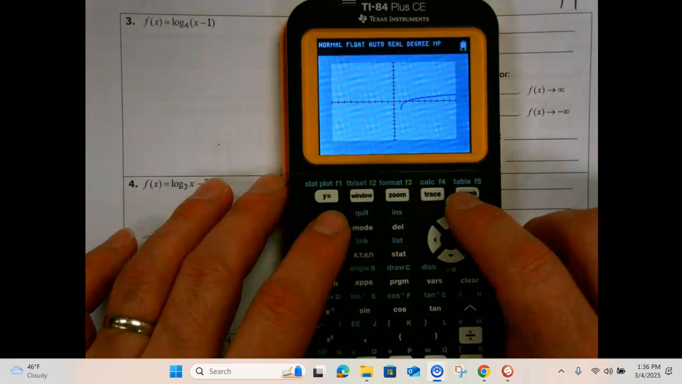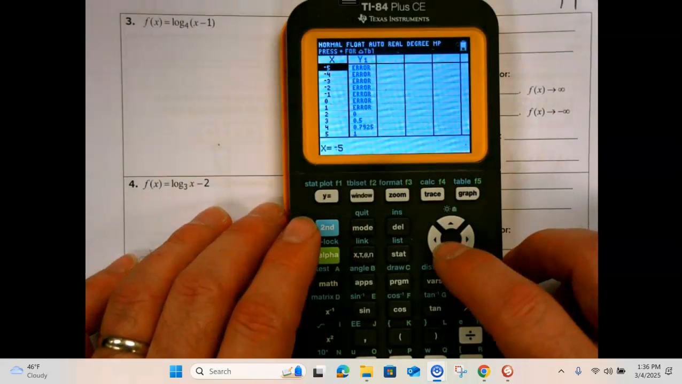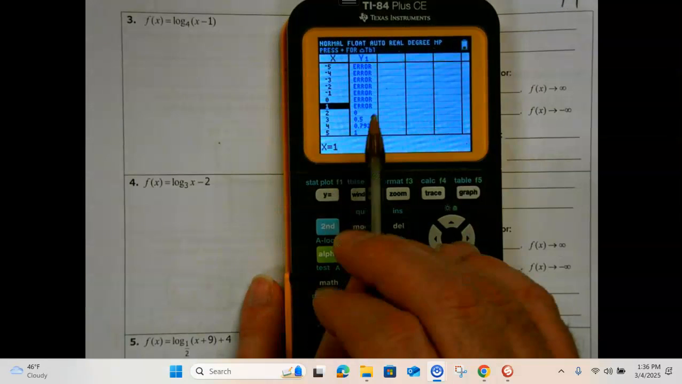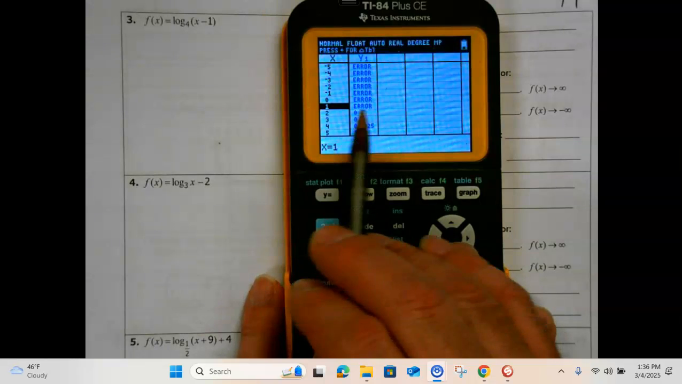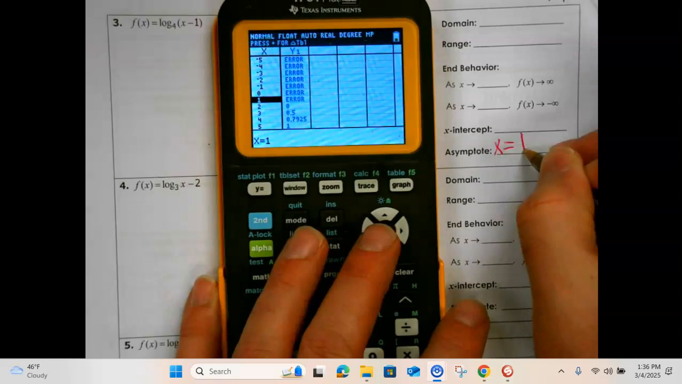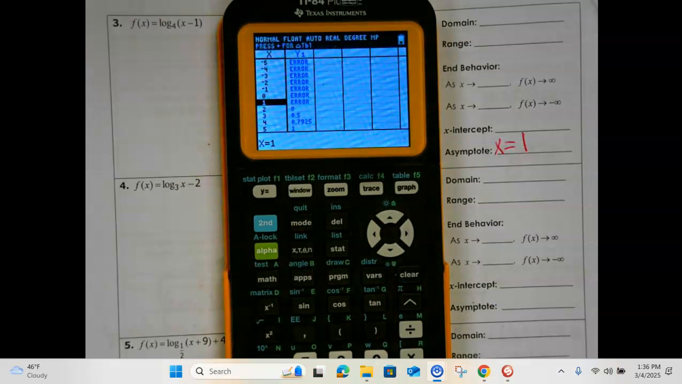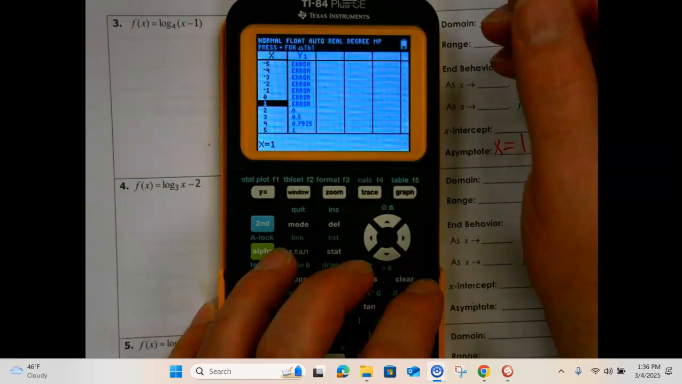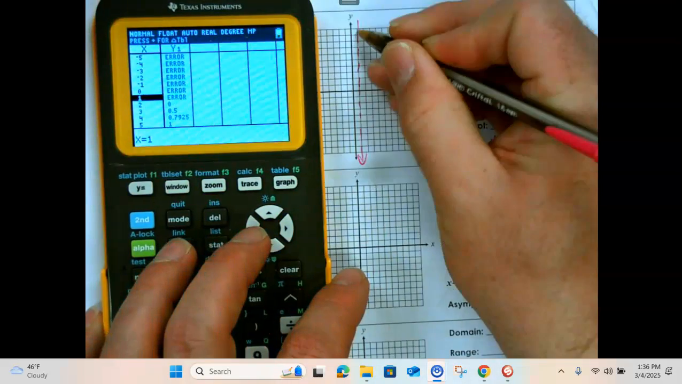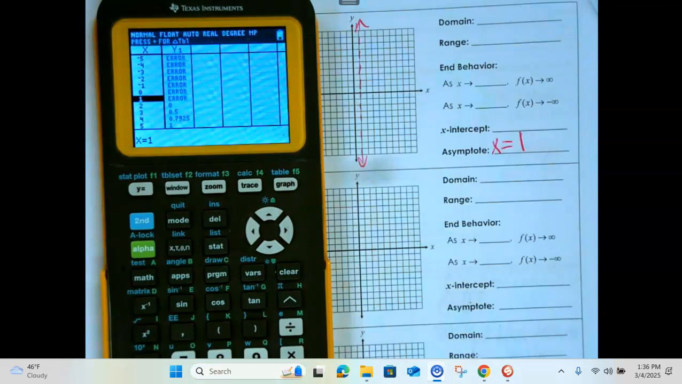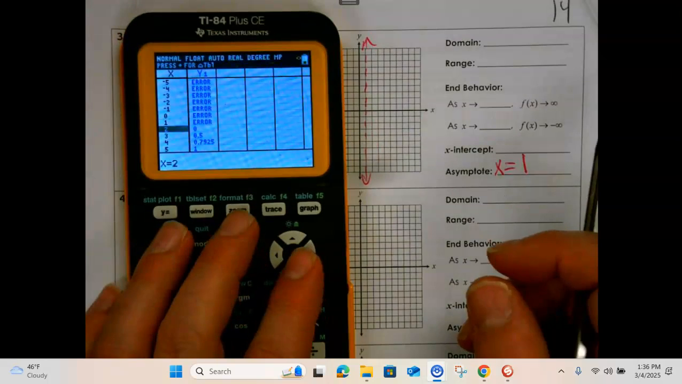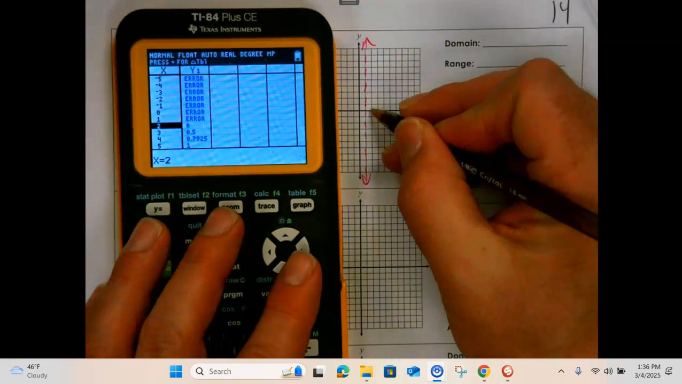Okay, so let's see what's happening here. Error, error, error, error, error, error. Last error message that I see before the numbers start. There's my vertical asymptote. So before I ever start, so I don't screw this up, I'm going to stick that in there. And now again, I'm just going to go in here and I'm going to start grabbing points.